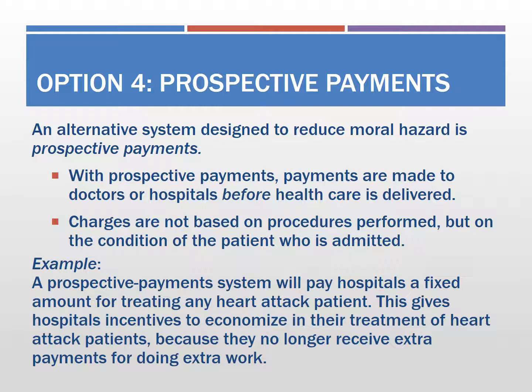An example of a prospective payment may be a system that pays the hospital a fixed amount for treating any heart attack patient. This gives the hospitals or physicians an incentive to economize in the treatment of heart attack patients because they no longer receive extra payment for doing extra work. Whatever the condition you are admitted for, the insurance company who provides you the coverage will say, for let's say a broken leg, we will only pay a fixed amount of $50,000.